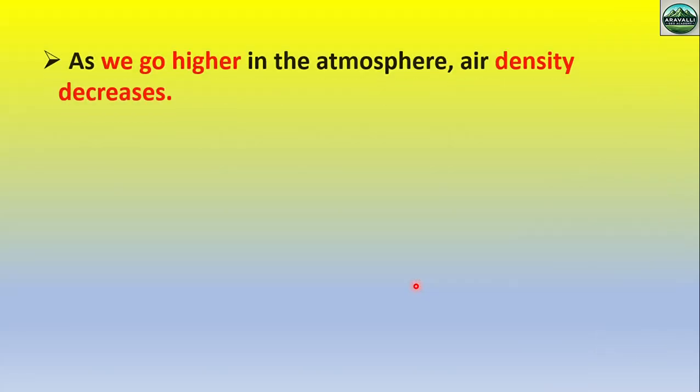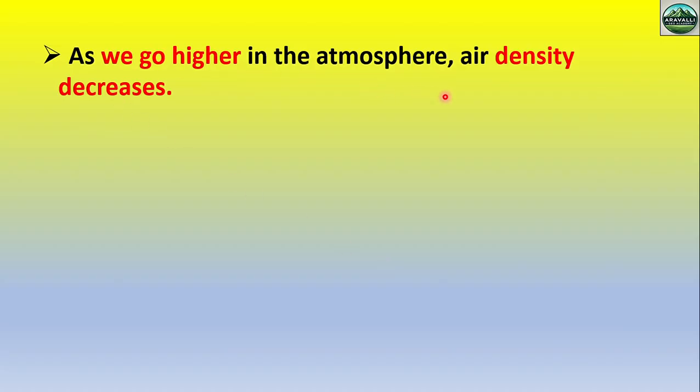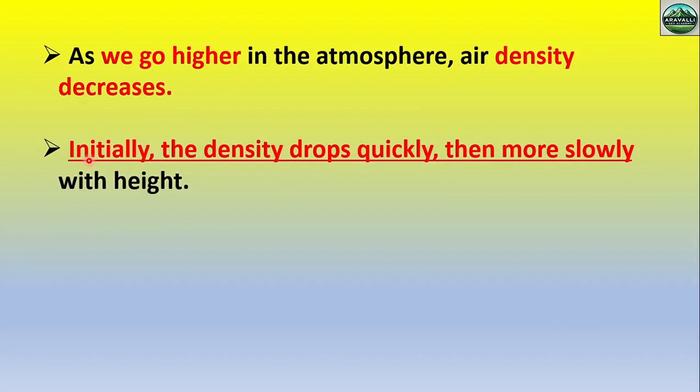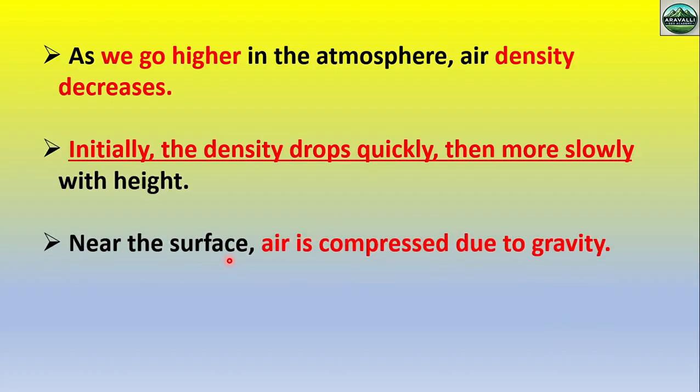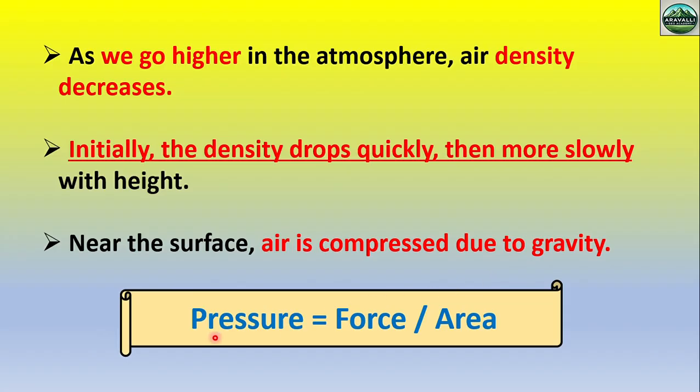Now next, as we go higher in the atmosphere, air density decreases. Air density initially decreases quickly, then slowly, with the height. Near the surface, air is compressed due to gravity. And remember, pressure means force on a particular area, or air pressure means force of the air on a particular area.